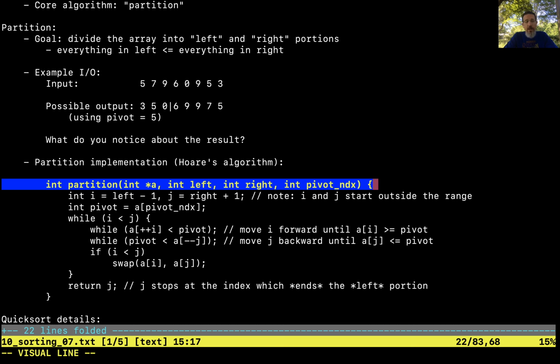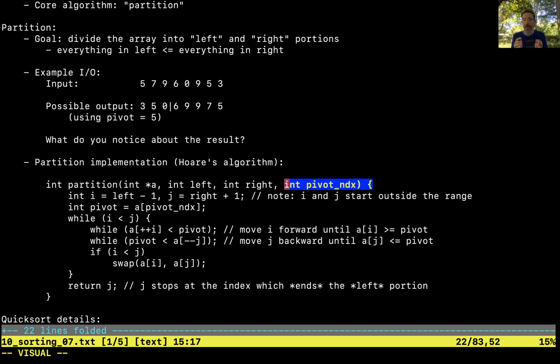First is the array, then the left and right bounds of the array. That's the region of that array that we're trying to partition. It might be the entire array, but it might just be a subportion of that array. And lastly, I've added here the pivot index, and that's an index between left and right inclusive that holds the value that we consider the pivot.